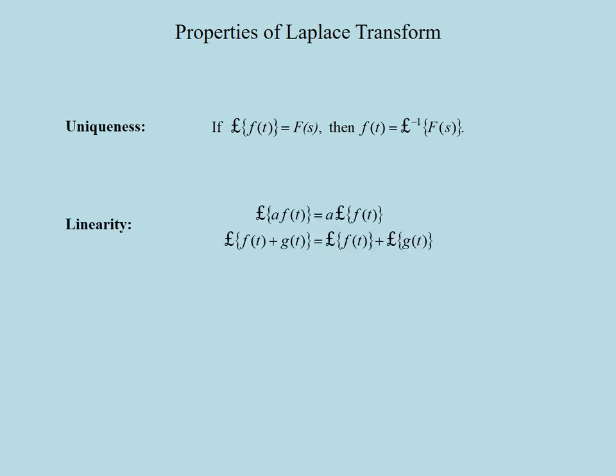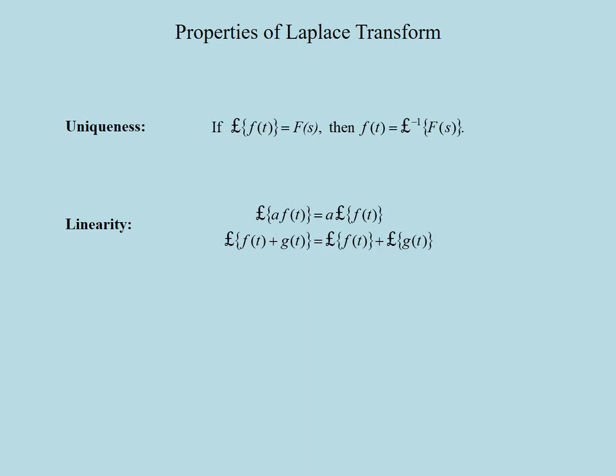The Laplace transformation is also a linear operation. That is, if you multiply any time function f(t) by a scalar, say small a, then the corresponding Laplace transform is also multiplied by the same scalar. Also, the Laplace transform of the sum of two functions can be obtained as the sum of the Laplace transforms of the individual functions. Obviously, Laplace transform inherits its linearity property from the linearity property of integrals.